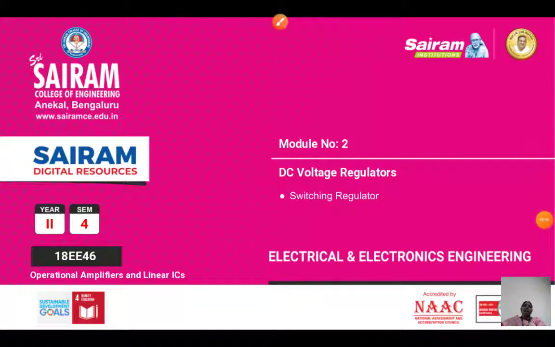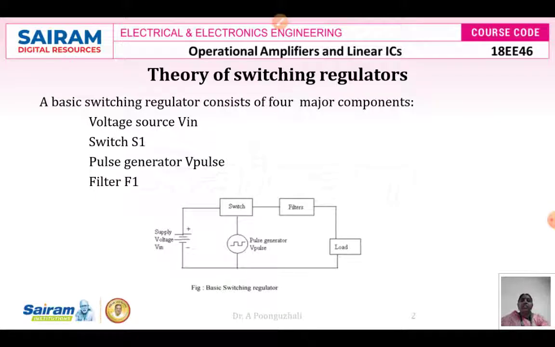Students, in the previous video we had seen about the adjustable voltage regulator. Next we will go for the third type of regulator, the switching regulator. In a switching regulator we are going to use a series pass transistor. Here the switching regulator basically consists of four major components.